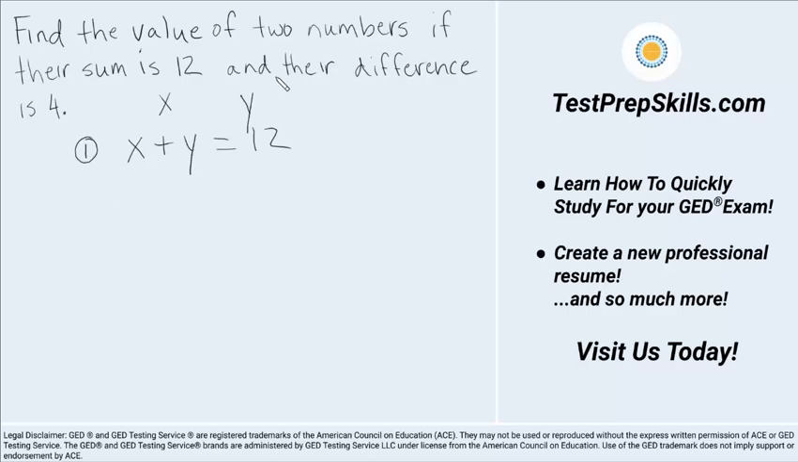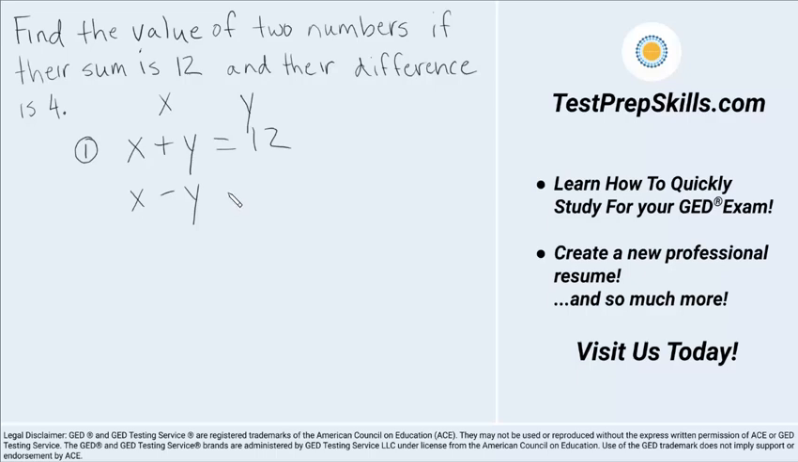Now, let's look at after the "and." It says their difference is 4. So the same two numbers have a difference of 4, which means if we subtract one number from the other number, the difference is going to be 4. Now, it doesn't matter if we write x minus y or y minus x, but typically we would just write x minus y. You're not doing it wrong if you did it the other way though, okay?